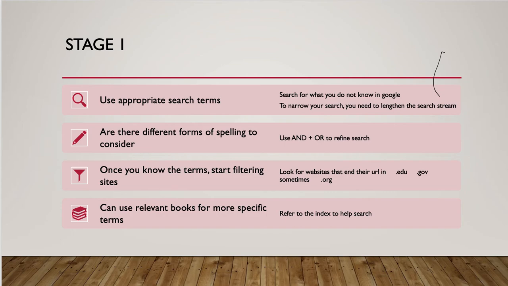And in stage one, you're going to use appropriate search terms. So search for what you do not know in Google. Like I said, trying to build up that foundational knowledge about the topic. And then it allows you to narrow your search going forward. And to narrow your search, you need to lengthen the search string.